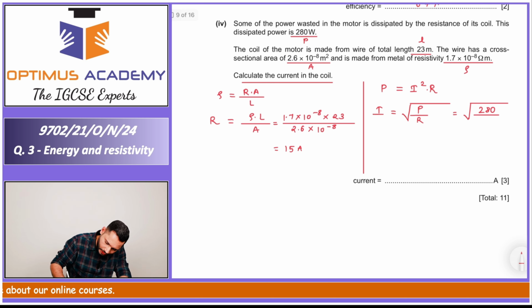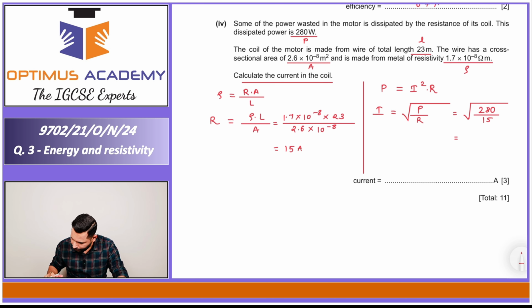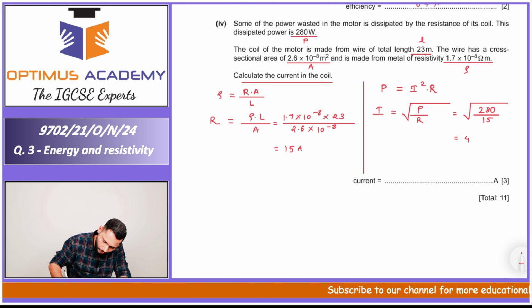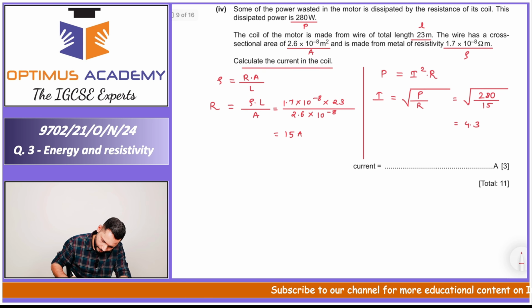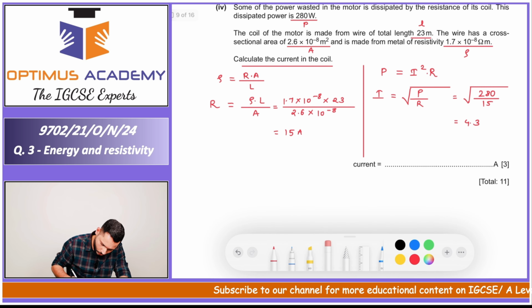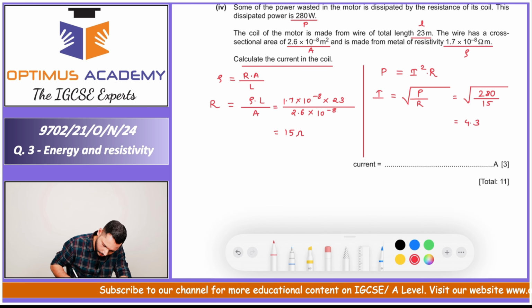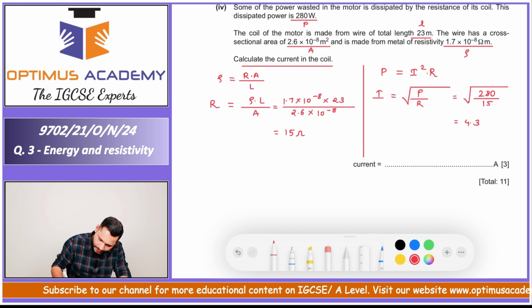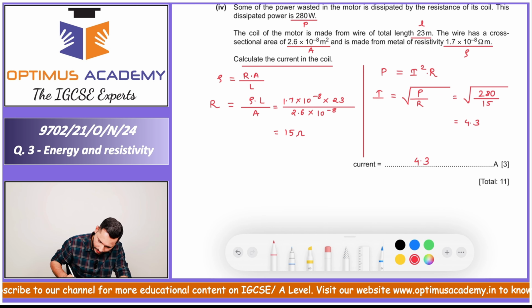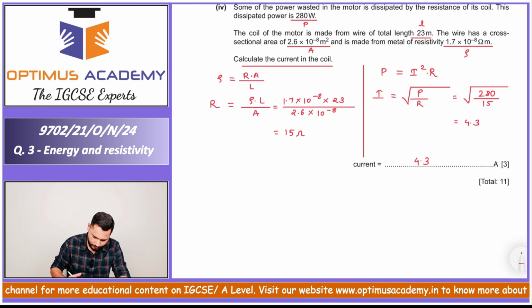Okay, so we will divide the current value over here and we will get the square root of 280 divided by 15. The answer is 4.3. Note that here it is not ampere, it's ohms. So it is 4.3 ampere. That's the answer for current.